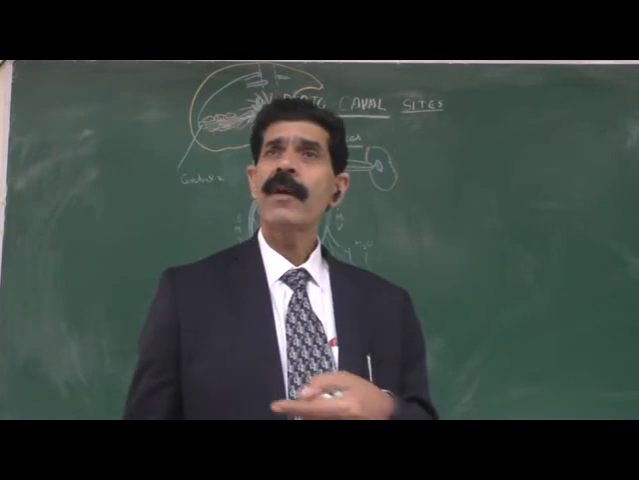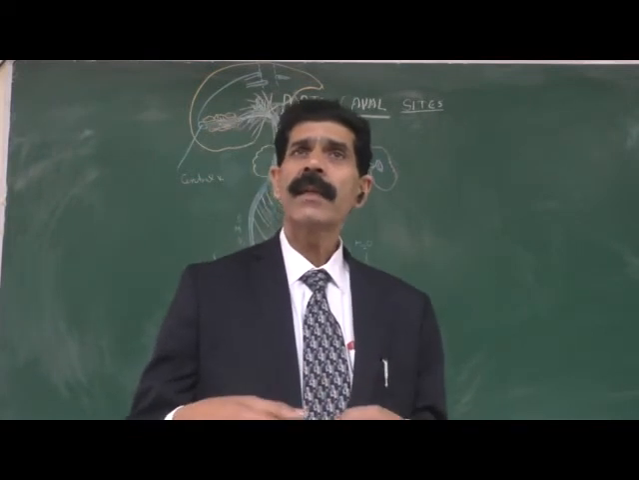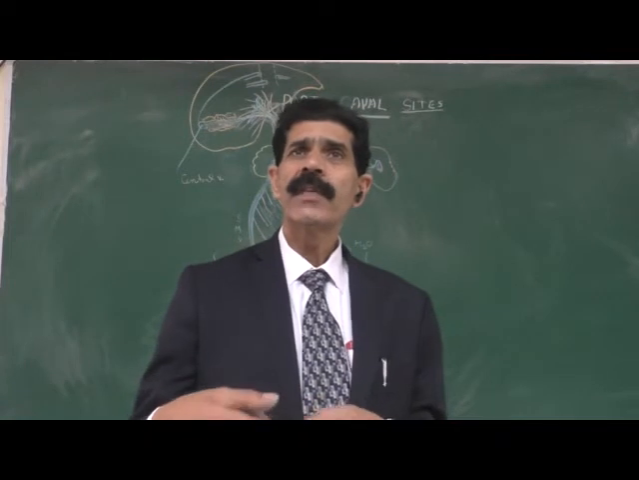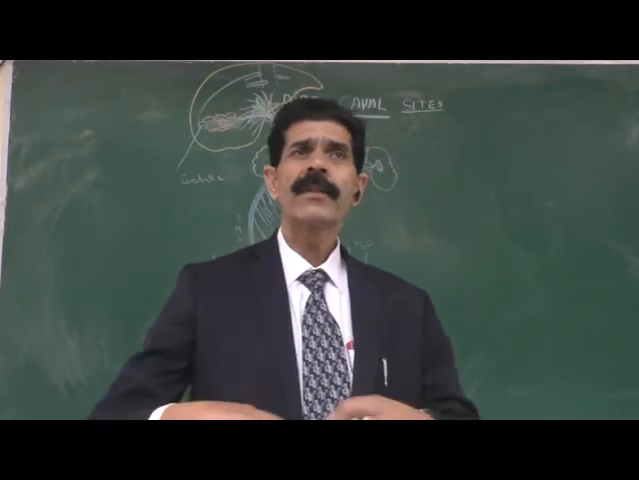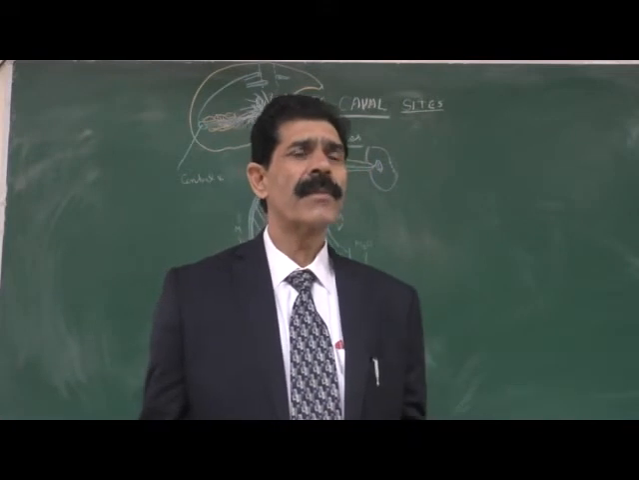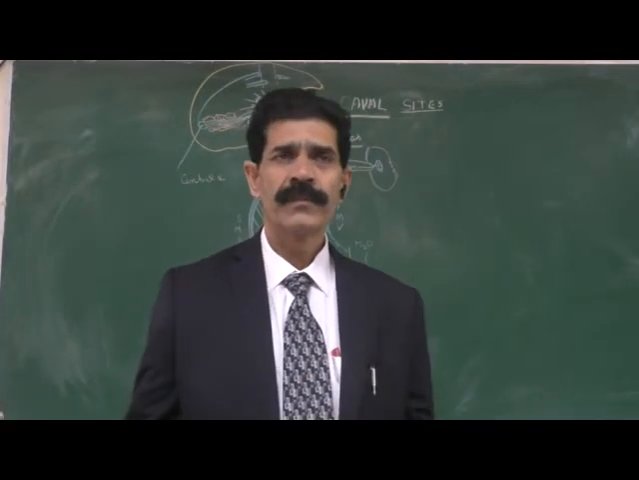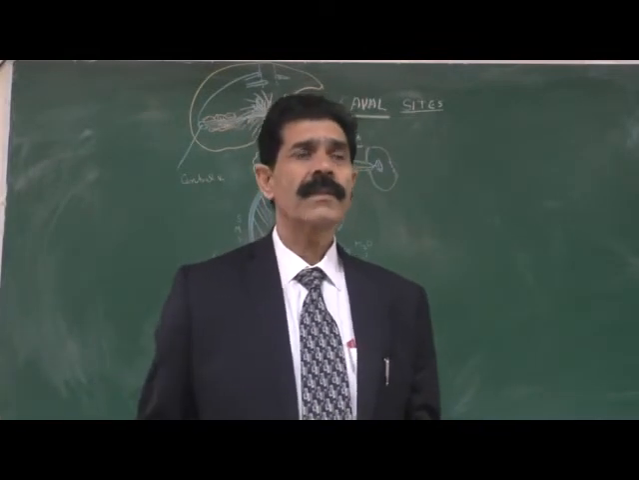So this is how our food reaches the liver, and from the liver it ultimately reaches the venous blood of the heart for the distribution of carbohydrate, fat and protein and minerals and other things to each and every corner of the body. So that is the portal system.